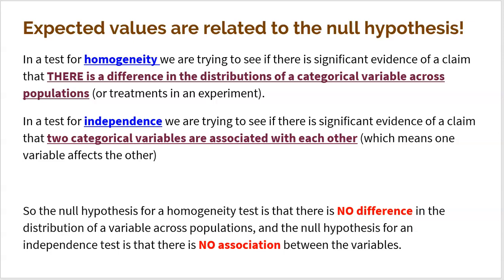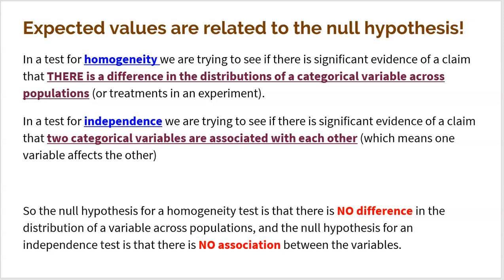So in a test for homogeneity, we are trying to see if there's significant evidence of a claim that there is a difference in the distribution of a categorical variable across populations or treatments in an experiment. So basically in a chi-square test of homogeneity, we have different populations. One of the examples we saw was middle schoolers, high schoolers, and college students. And we wanted to see, across those three populations, is there a difference in the distribution of another categorical variable? The example there was social media platforms. We had Twitter, Facebook, Instagram.